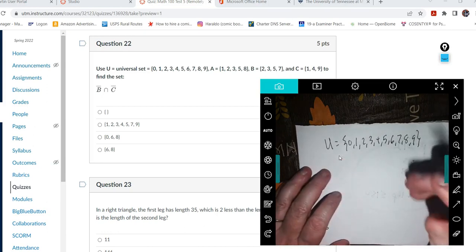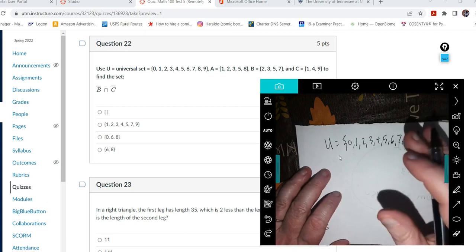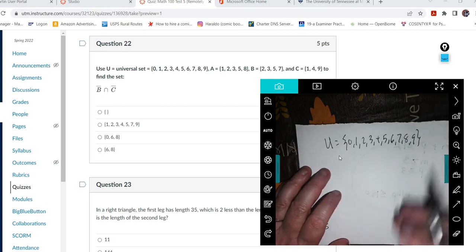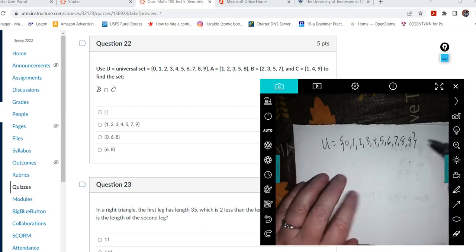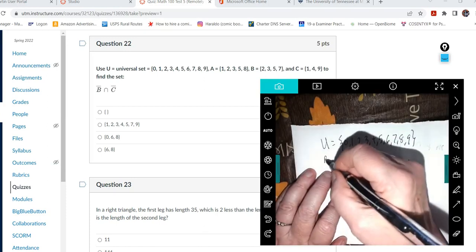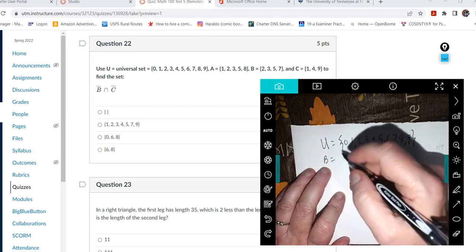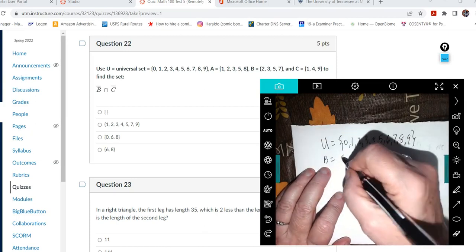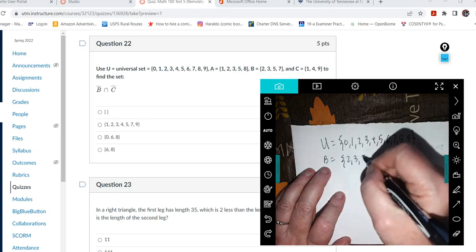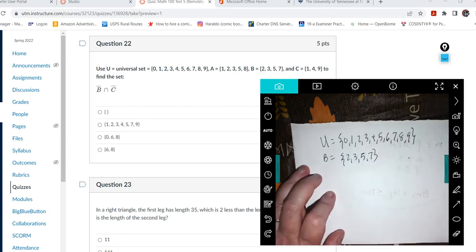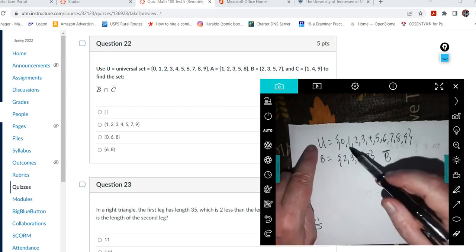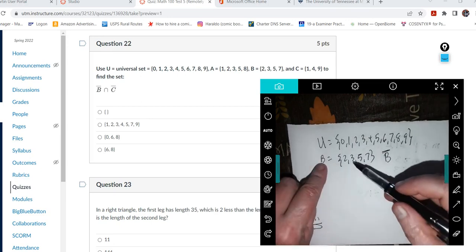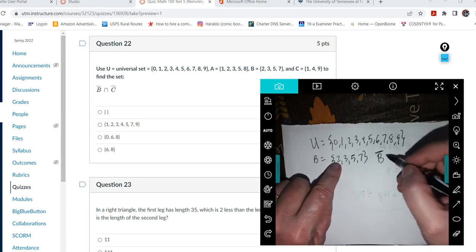Okay. Now we want the complement of B intersected with the complement of C. Okay. All right. So B is equal to 2, 3, 5, 7. So I need to get the complement of B first. Now the complement of B is everything in the universe that's not in B.